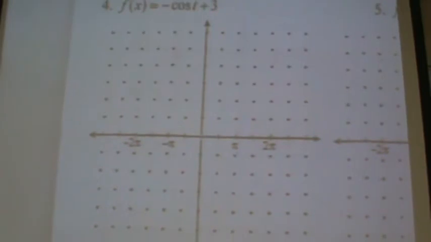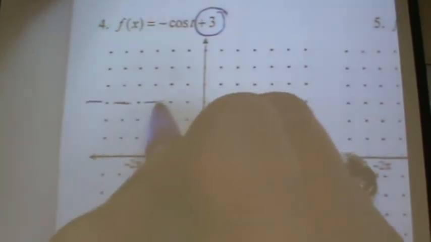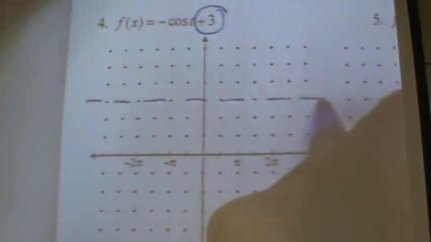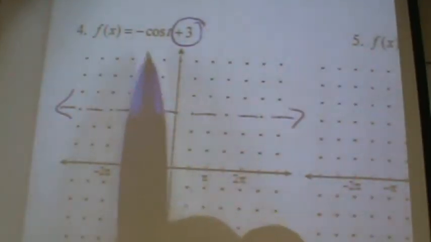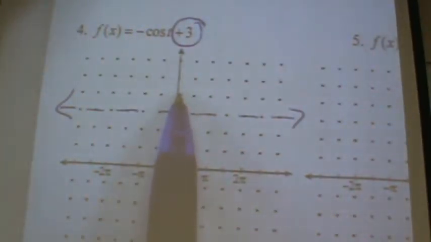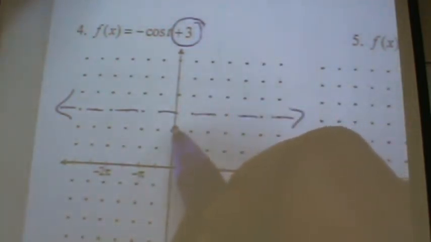Number 4. Where's your new x-axis? 3. Make your broken line. Now normally the cosine curve starts above, but because it's negative, you're going to start below.